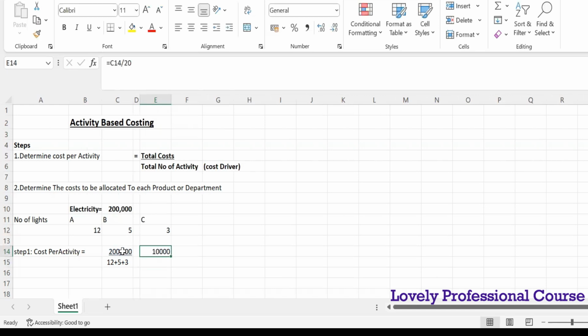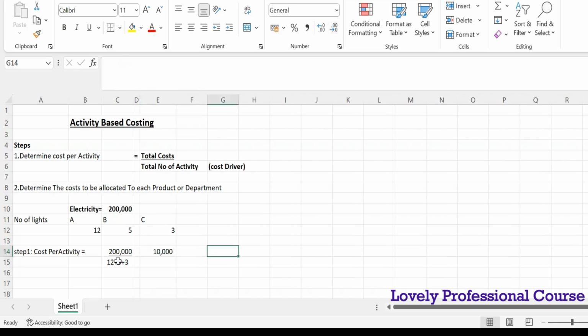It will be 10,000. And remember, if this is the number of rights and this is the cost, now I have cost per right. I'm going to have 10,000 shillings per right. Is it okay? Because I divided by the number of rights. I'm going to have a cost per right. This is my cost per activity now, which means now I'm going to allocate.